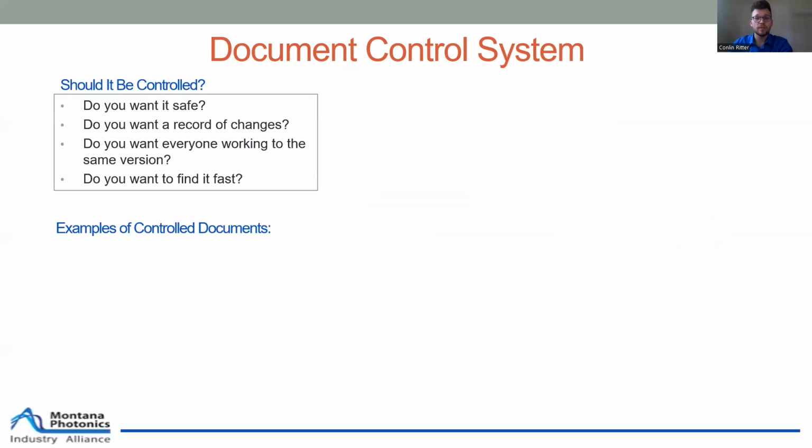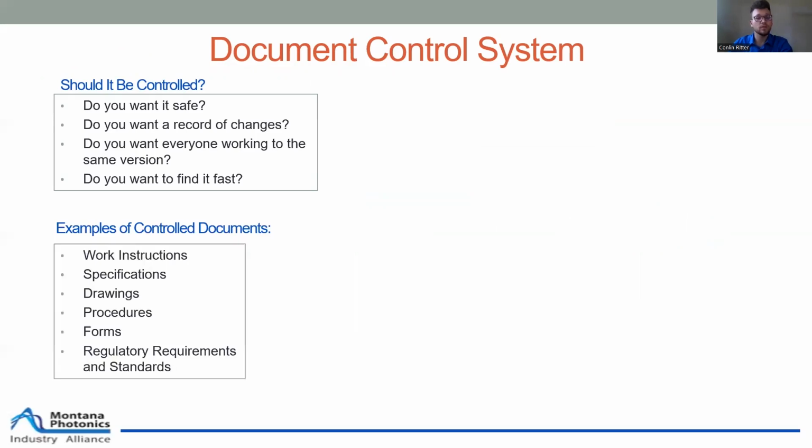So what are some examples of that? Typically, you'll see controlled documents include work instructions, specifications, drawings and procedures, forms, and even you may want to keep your regulatory requirements and standards under your internal document control.